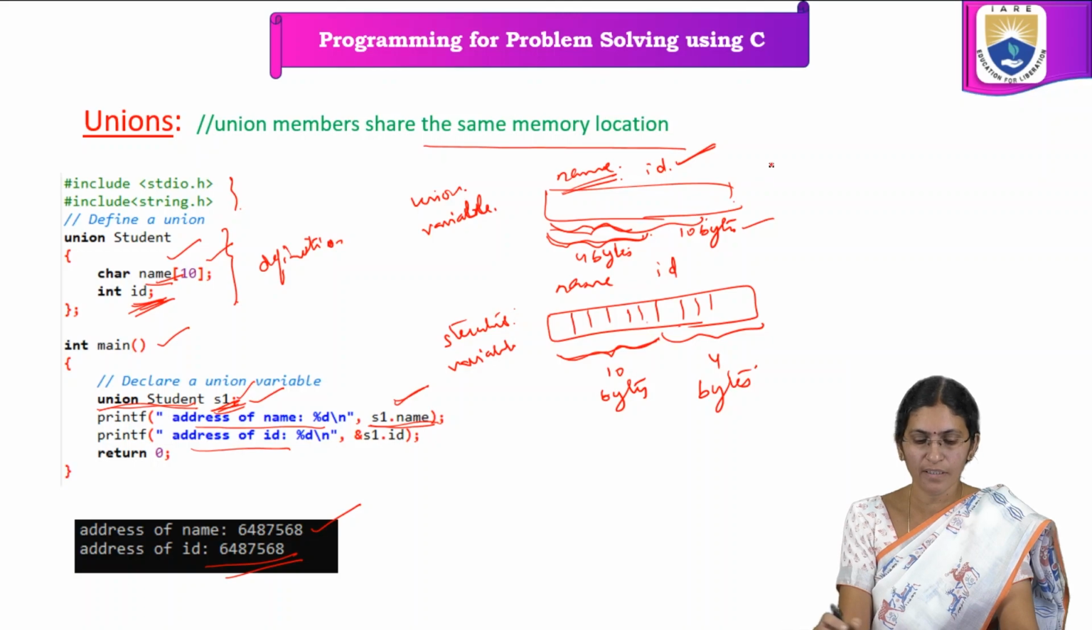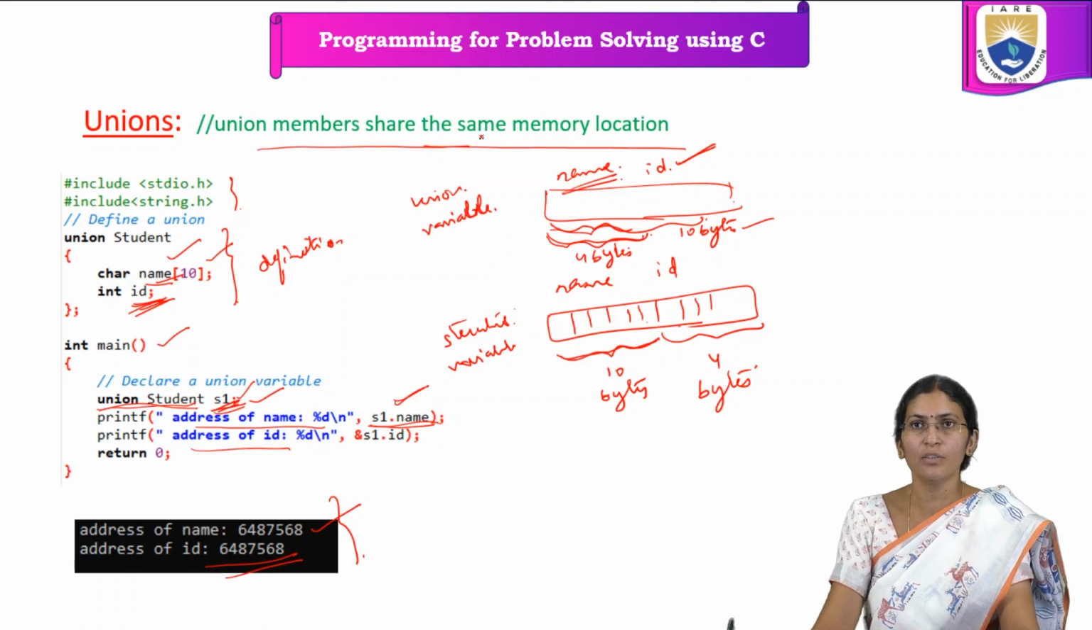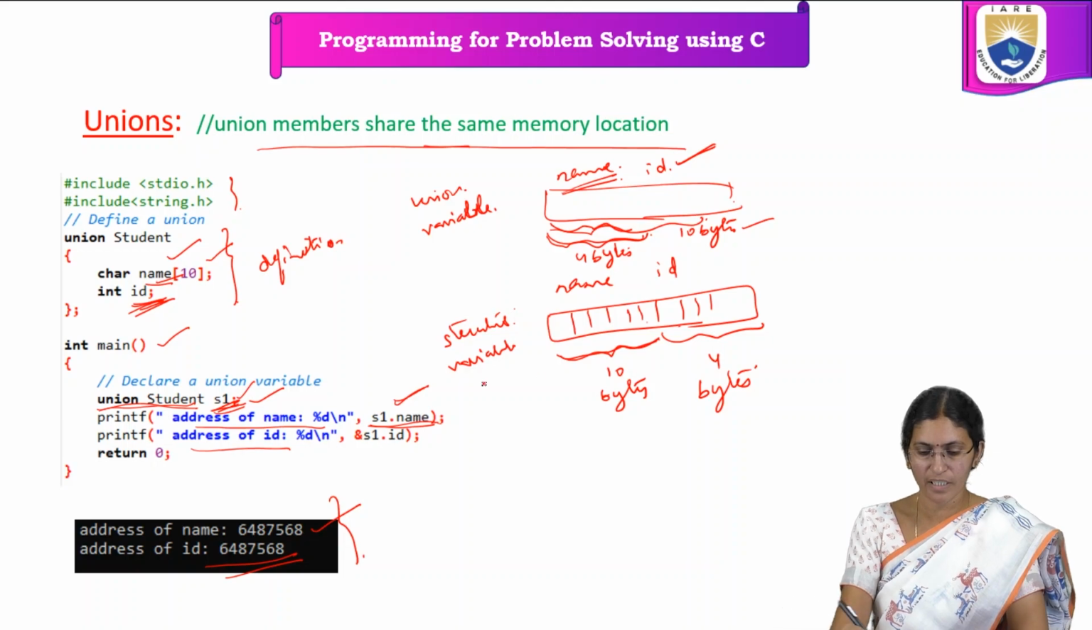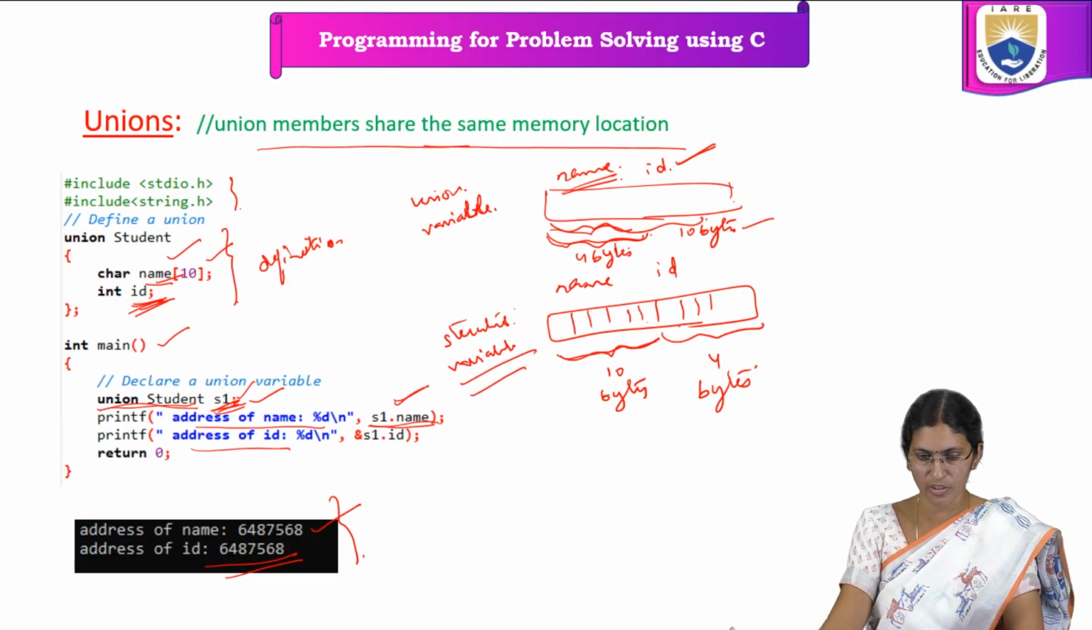Here you can see that if we run this program, this is the output we get. With the help of this program, we can understand that union members share the same memory location, whereas structure members have different memory locations.